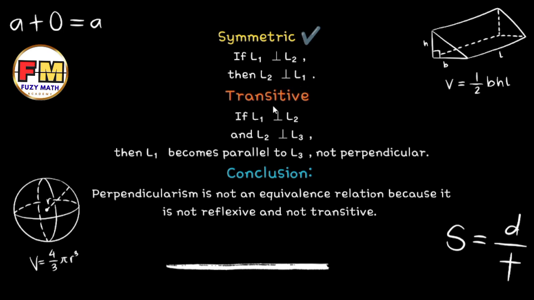Third property is transitive. If L1 is perpendicular to L2 and L2 is perpendicular to L3, then L1 becomes parallel to L3, not perpendicular. Conclusion: perpendicularism is not an equivalence relation because it is not reflexive and not transitive. So perpendicularism is not an equivalence relation.